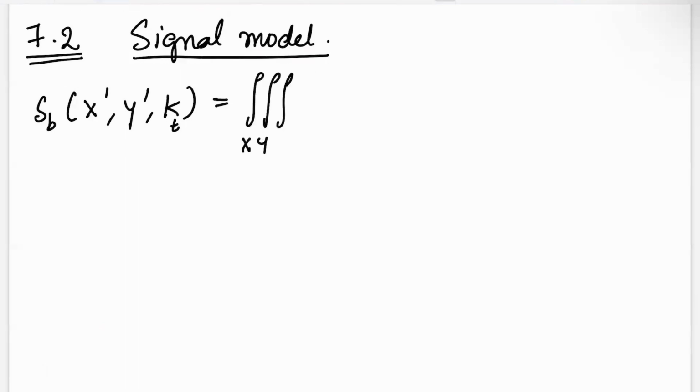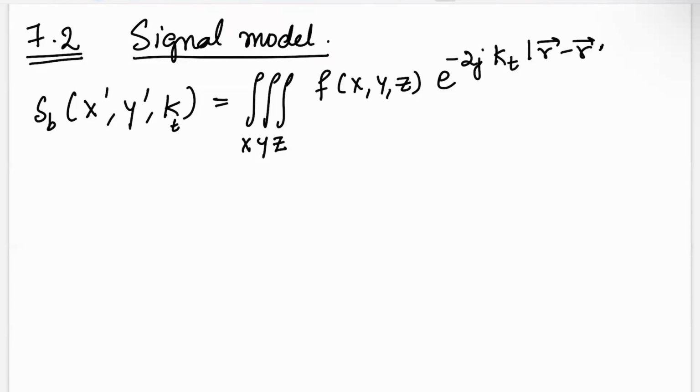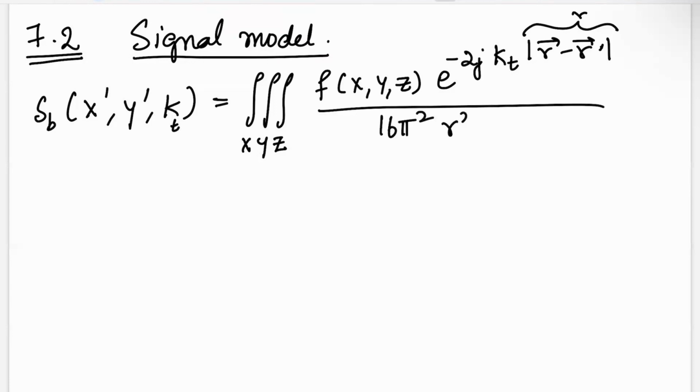It's a triple integral over space, over x, y, z, of the reflectivity function f of x, y, z, times e to the minus 2j kt modulus of r minus r prime, which we also called r, divided by 16 pi squared r squared, dx dy dz.